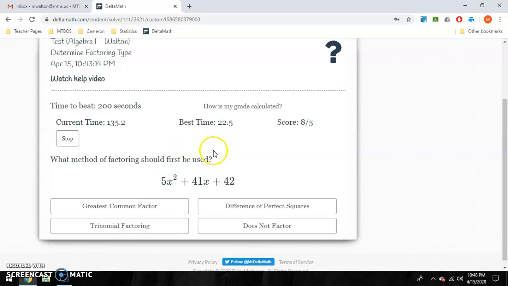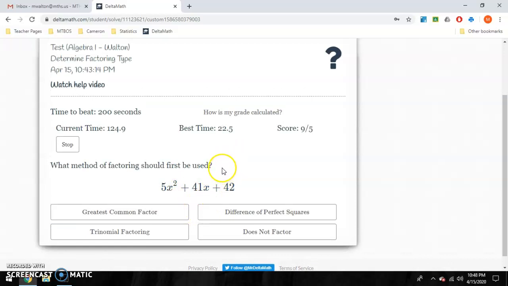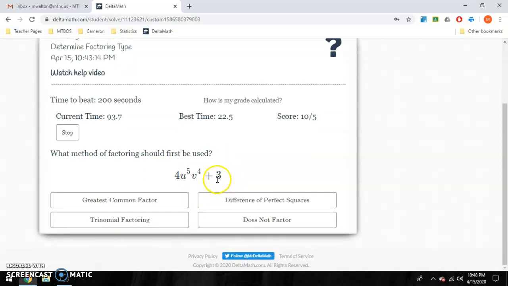All right, and here we go. This looks pretty good. So for this one, greatest common factor. I don't have anything that I can divide all of those by. Difference of perfect squares, well, we've got 3 terms. And then finally, 5x squared plus 41x plus 42. Well, that does look like that should factor out. I'm pretty sure that would be a trinomial factoring. Oh, did I just click that? There we go.